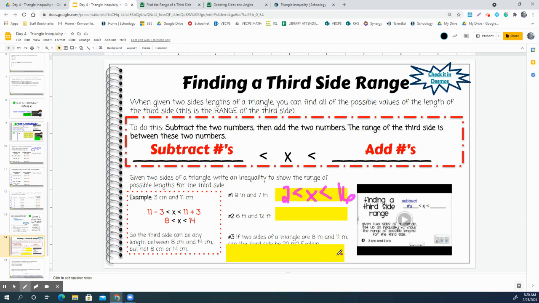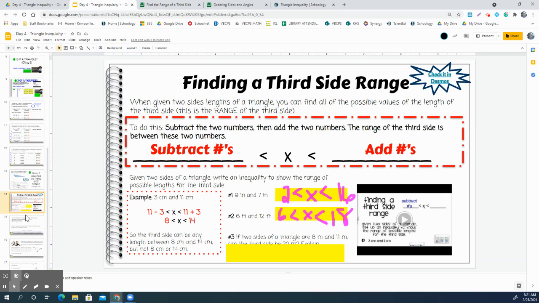If you close that hinge, you're going to subtract. 6 and 12, the difference between 6 and 12, 12 minus 6 is 6. That is always going to be less than x. And then if I open that hinge, 6 plus 12, that's going to be 18. Okay.